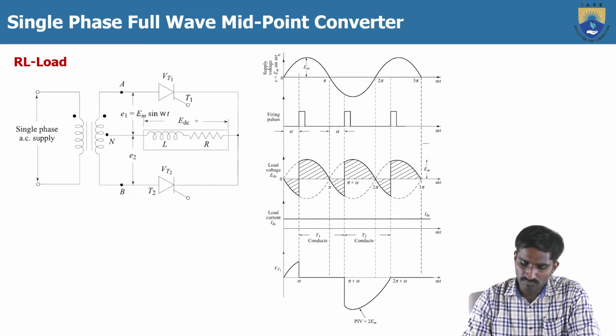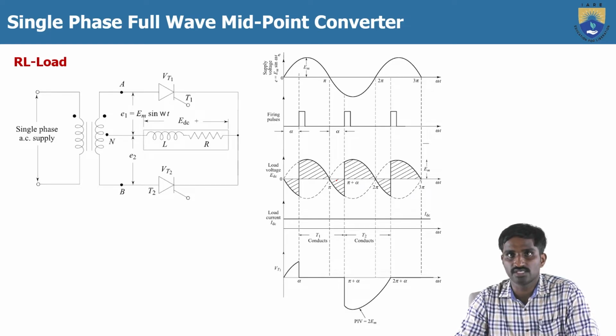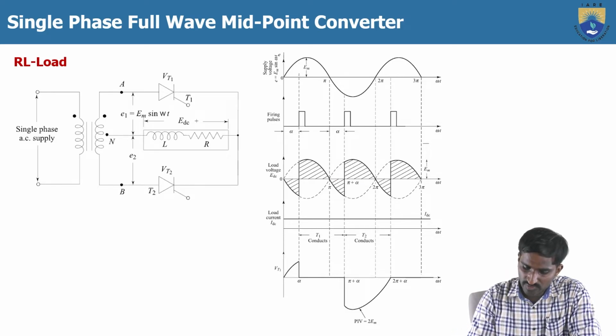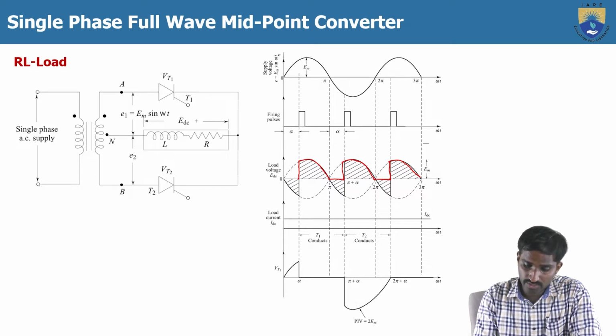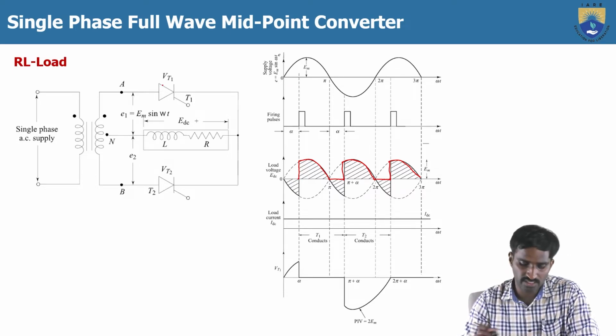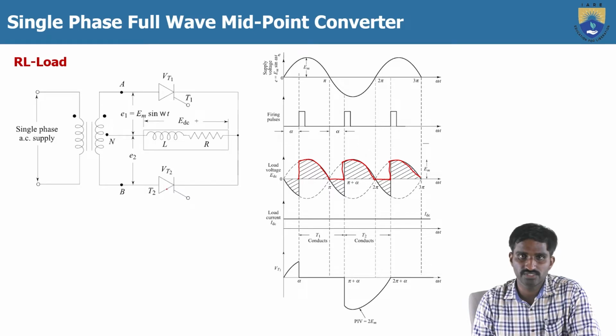But coming to our load voltage waveform, when compared to the R and RL load, here you can see the negative voltage that we are getting while the other thyristor is turned off. This is the waveform that we discussed in the case of R load, but here in addition to this, as we know, during the positive cycle the thyristor T1 is conducting, and during the negative cycle the thyristor T2 is conducting.